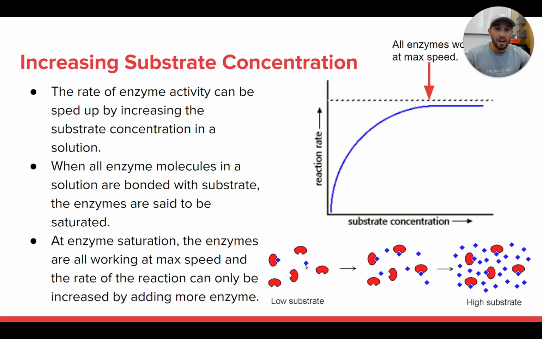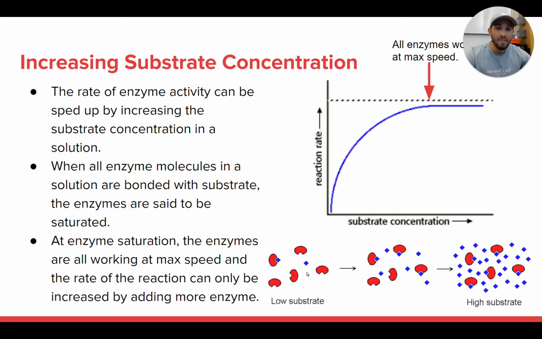If you have lots of enzymes binding to lots of the substrate, you're going to have a really fast chemical reaction taking place because all these enzymes are binding to their substrate, chemical reaction, find another substrate, chemical reaction, find another substrate, chemical reaction. Because of that, the concentration of the substrate will actually affect how fast the reaction's going.